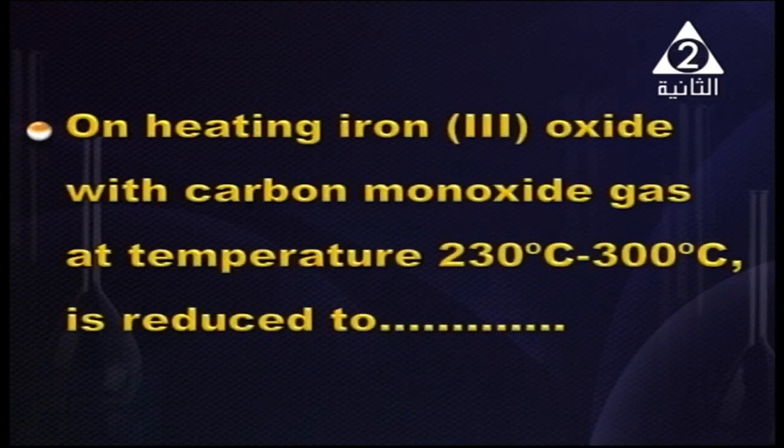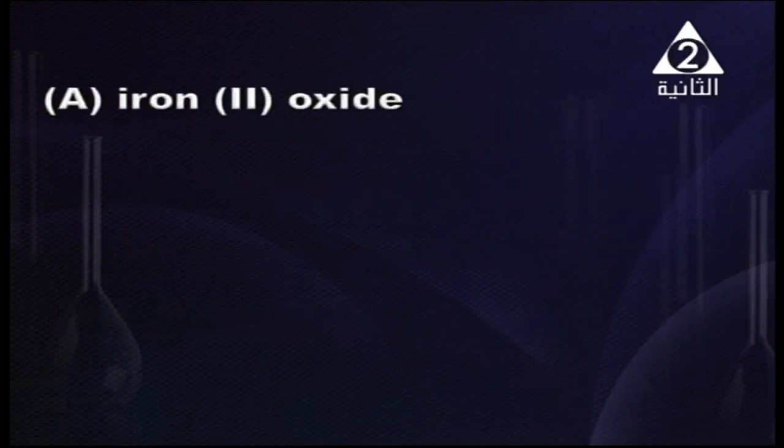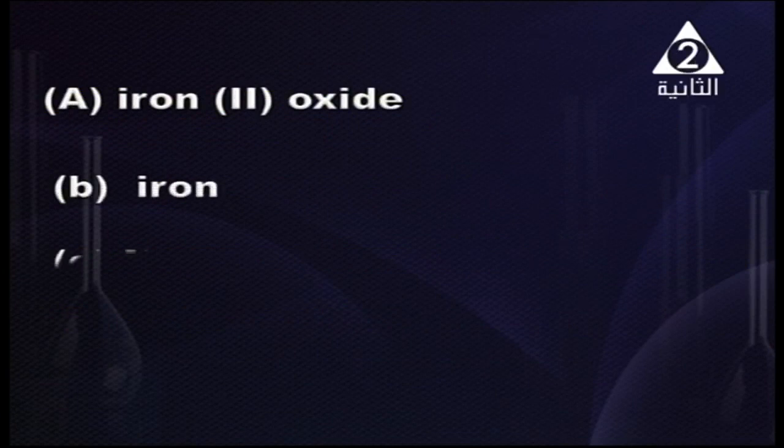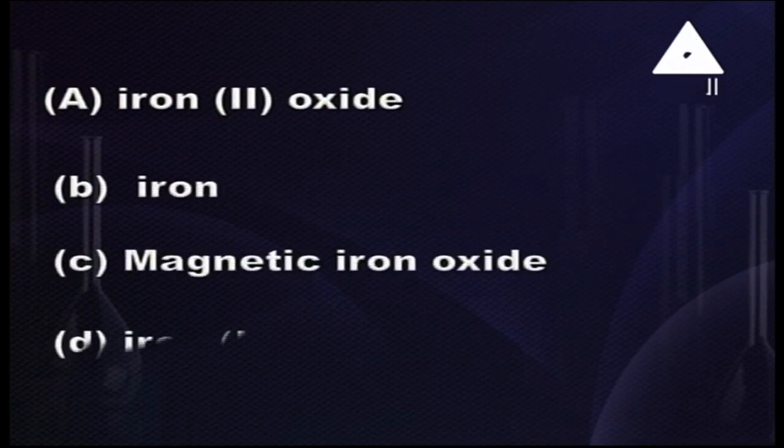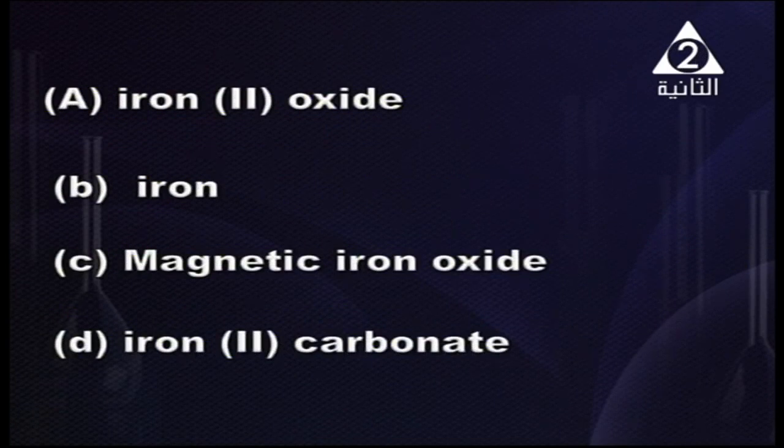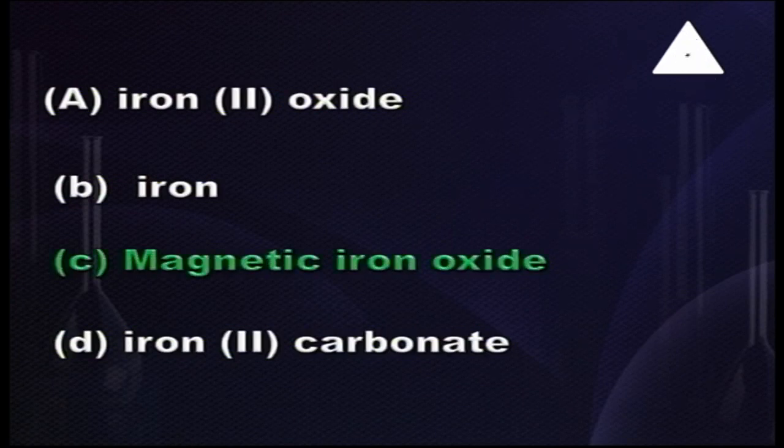Next point: when heating iron 3 oxide with carbon monoxide gas at temperature 230 to 300 degrees Celsius, it is reduced to what? Iron 2 oxide, iron, magnetic iron oxide, or iron 2 carbonate? If you write the chemical equation here, you will find that the answer will be magnetic iron oxide.